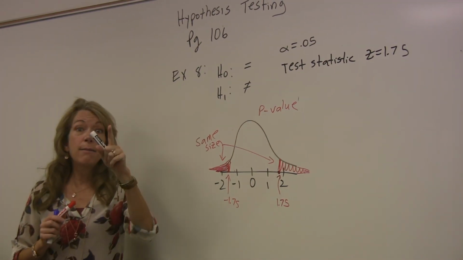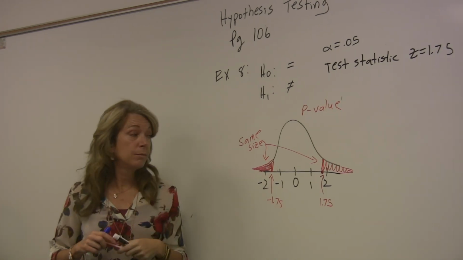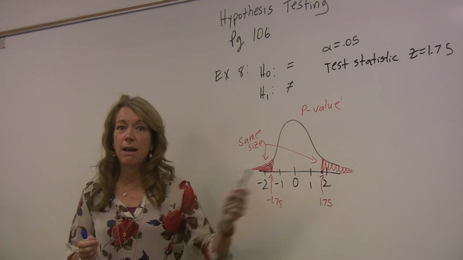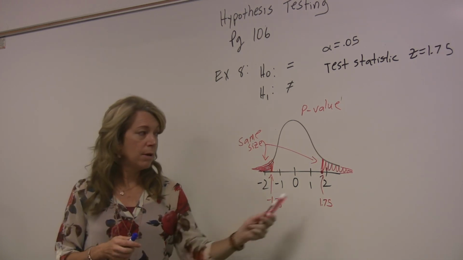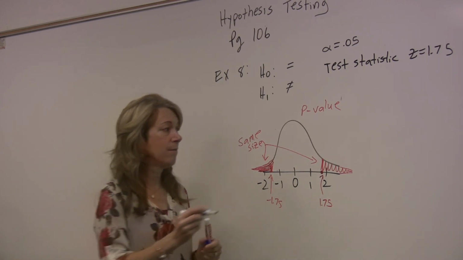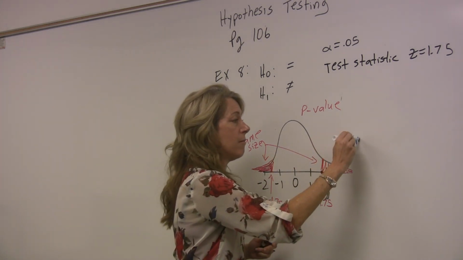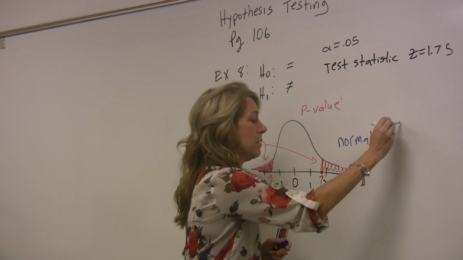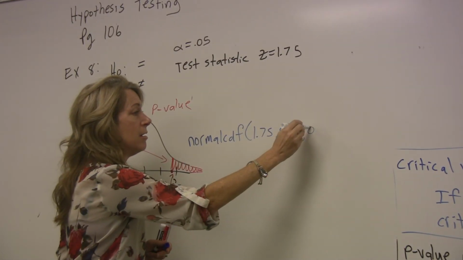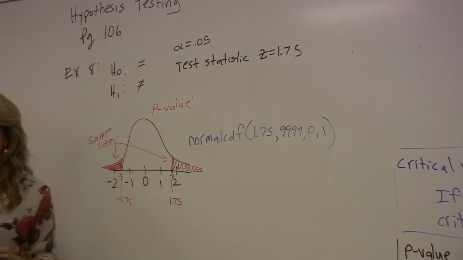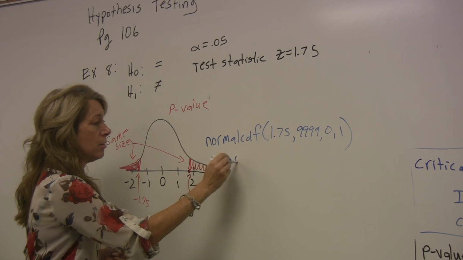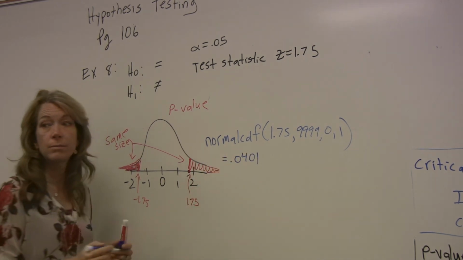Now I'm still going to use normal CDF. I can use normal CDF to find either one. I'm going to find this tail with normal CDF. How am I going to find the area in that tail with normal CDF? 1.75, 9999. Starting at 1.75, going to 9999 and 0 and 1, equals 0.0401.